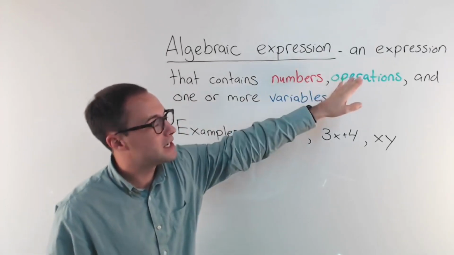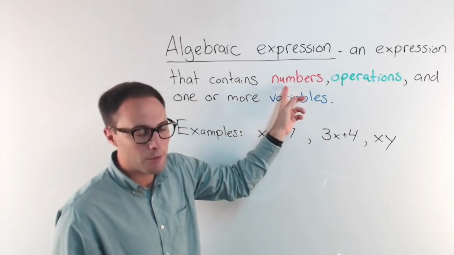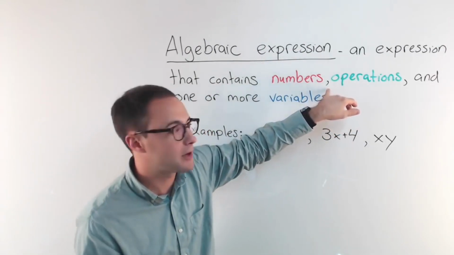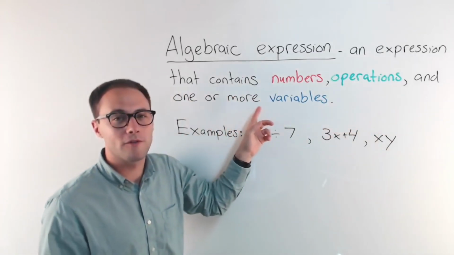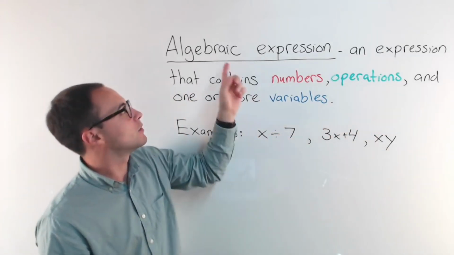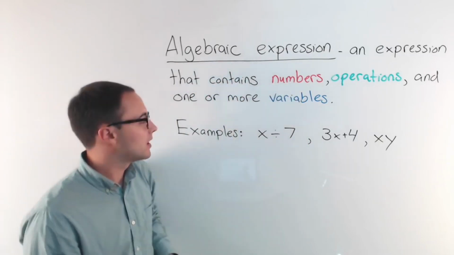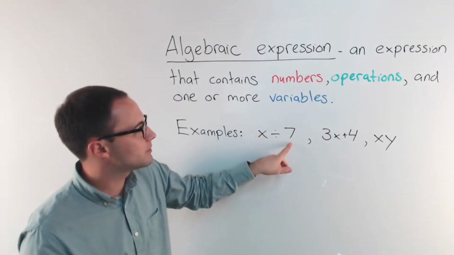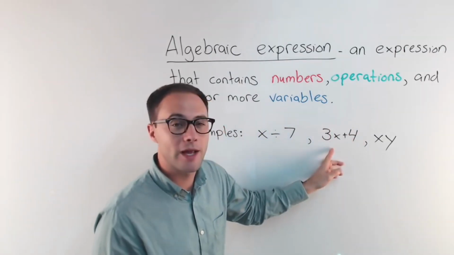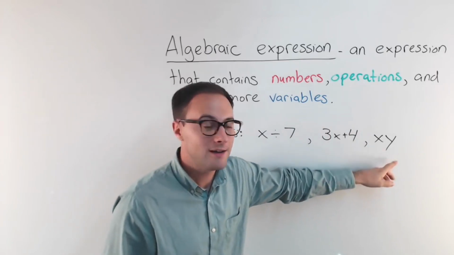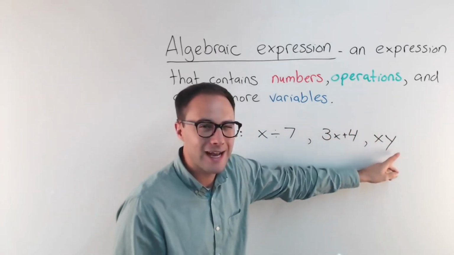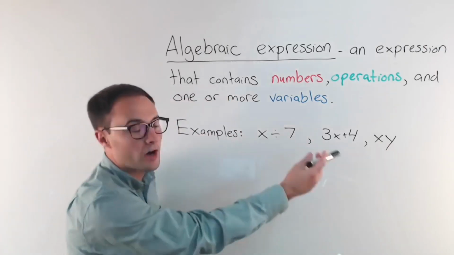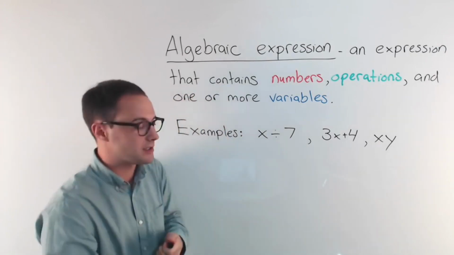An algebraic expression is different than a numerical expression because it includes variables. So the definition, and you should write this down: an expression that contains numbers and operations. If it just has those, then it's just a numerical expression. But if it also has one or more variables, then all of a sudden we're talking about an algebraic expression. Some examples: x divided by 7. We've got a variable, an operation, a number. Same thing here, 3x plus 4, xy. You don't see the operation, but when they're next to each other, that means multiplication, so there is an operation. Those are all examples of an algebraic expression.